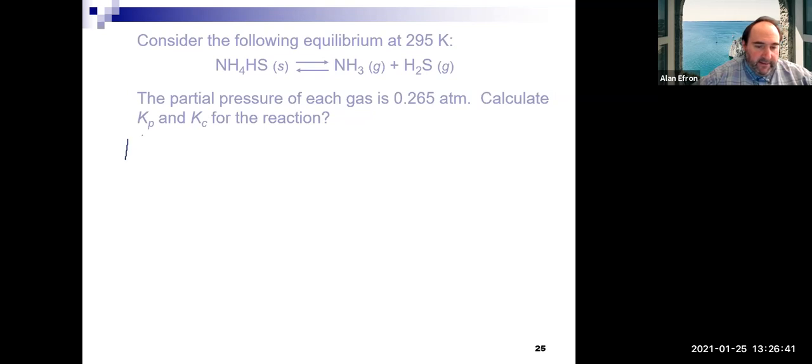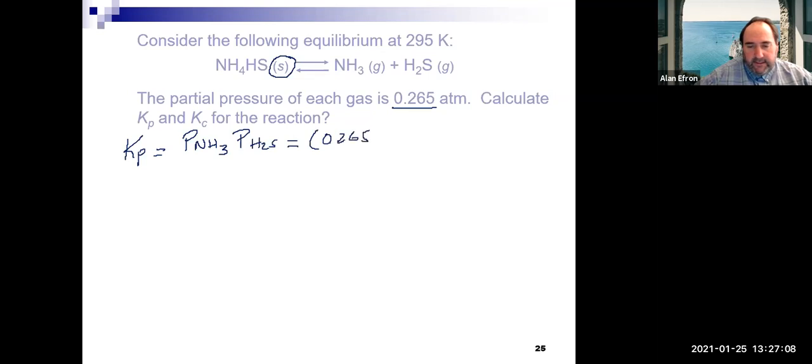If we write our Kp expression, it's going to be our products, which is the partial pressure of NH3 times the partial pressure of our H2S. And our reactant is a solid, so we would not include it. So this would be our Kp expression. Since each of the gases has the same pressure, that makes it pretty simple. We're just going to plug that number in there twice.